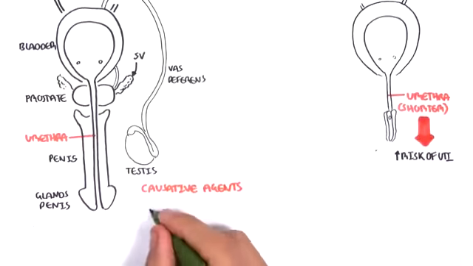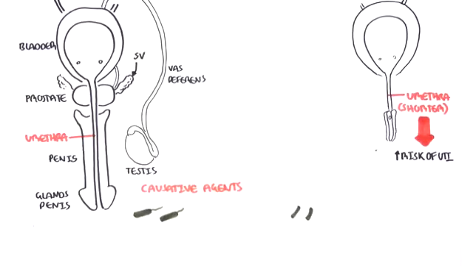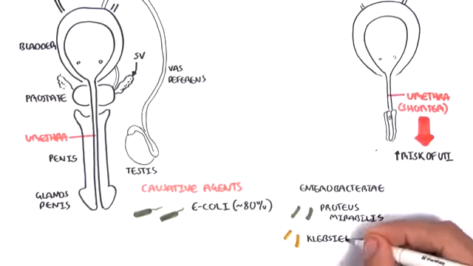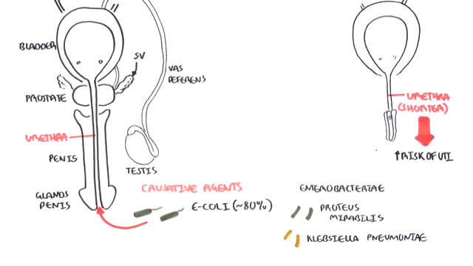Causative agents of UTI are mainly E. coli in 90% of cases. Others include Enterobacteriae, Proteus mirabilis, and Klebsiella pneumonia. They essentially enter the urethra and colonize the area or bladder because of a variety of reasons and risk factors, and eventually can cause a urinary tract infection, a UTI.